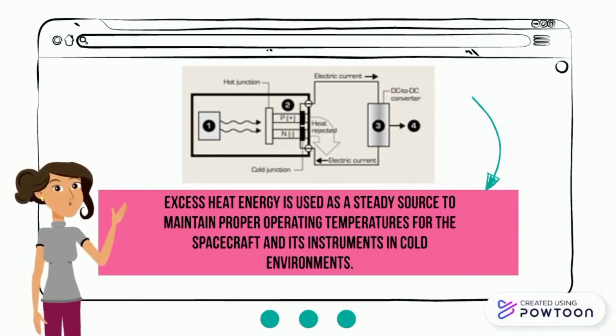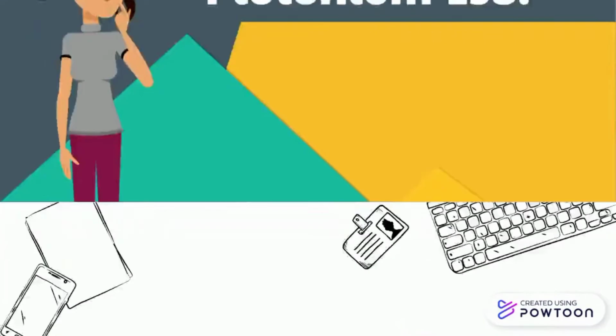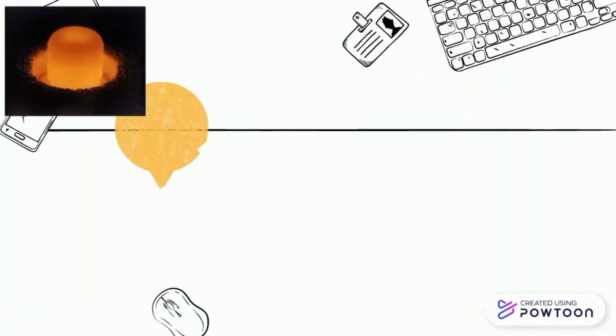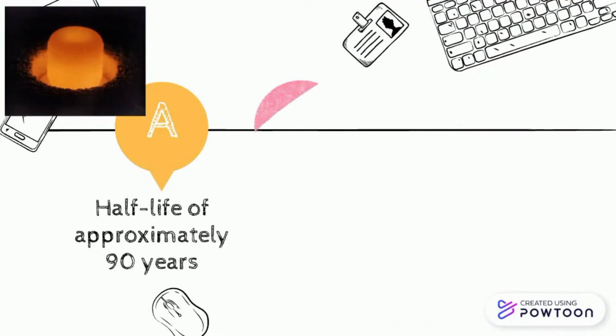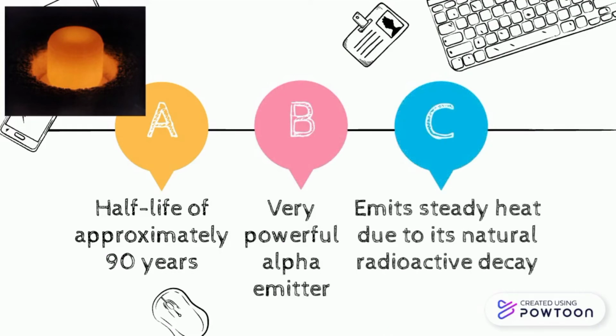Have you ever thought about why we use plutonium-238? Plutonium-238 is the common and famous isotope used in NASA RTGs. It has a half-life of approximately 90 years. Plutonium-238 is a very powerful alpha emitter, and alpha particles are easily blocked. Plutonium-238 emits steady heat due to its natural radioactive decay.